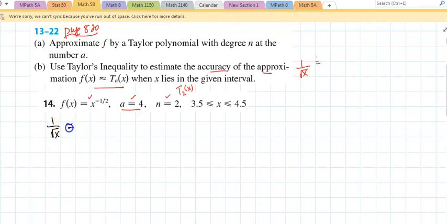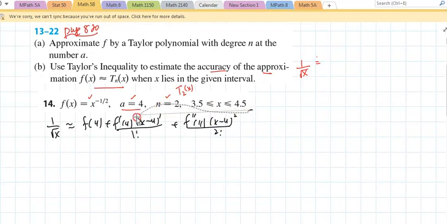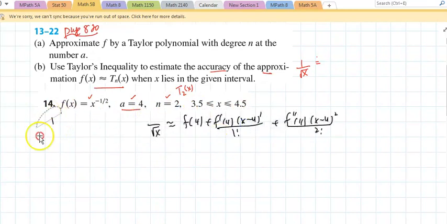I'm going to say that is f of 4 plus f prime of 4 times x minus 4 to the 1 over 1 factorial plus f double prime of 4 times x minus 4 squared over 2 factorial. Basically, I'm done. That's all I need. Well, I'm going to put this on the side really quick, and let's see how that works.